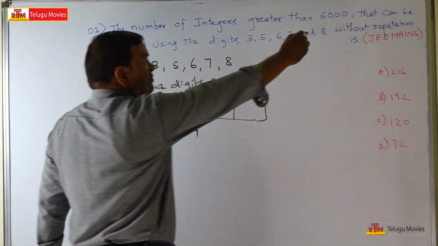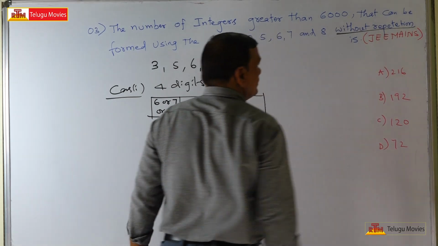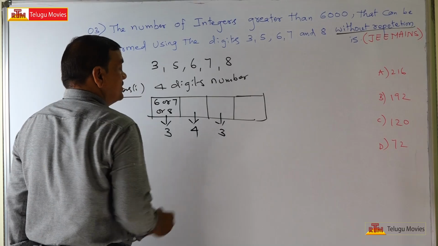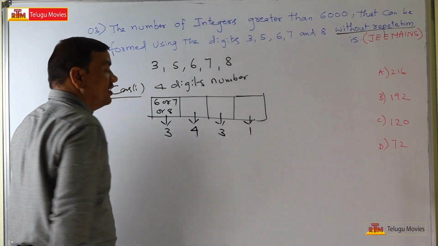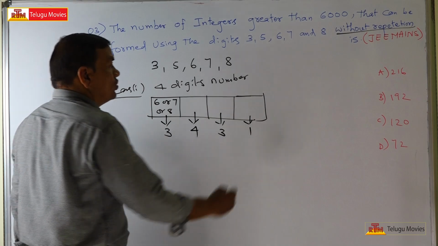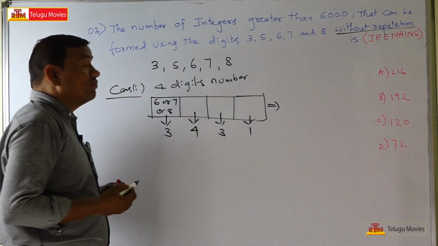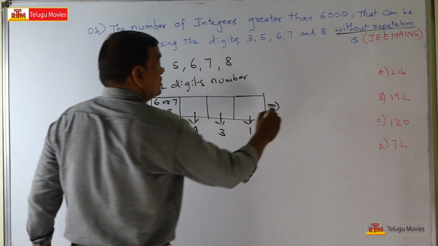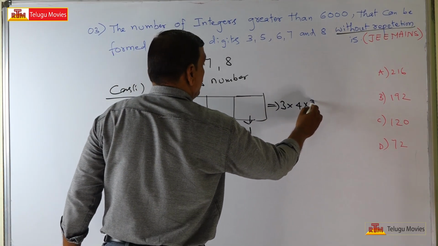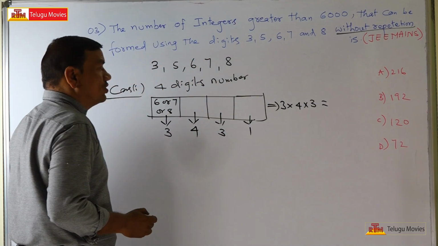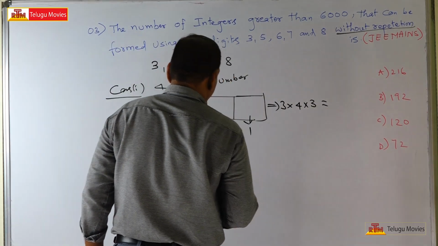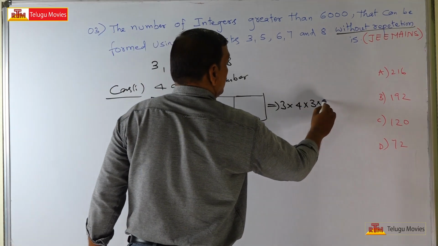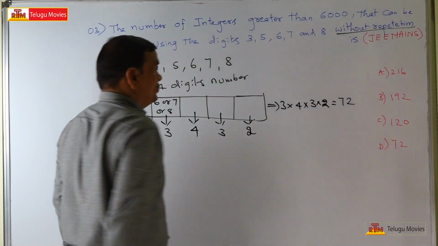Since the number should be without repetition, you should not repeat. The next box can be filled in 3 ways, and the last box in 2 ways. Therefore, the total number of 4-digit numbers greater than 6000 is 3 into 4 into 3 into 2. 3 fours are 12, into 3 into 2, which is equal to 72 ways.